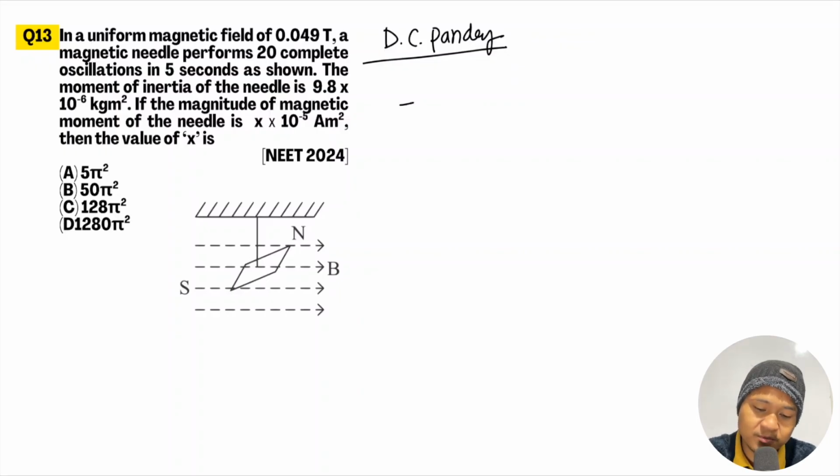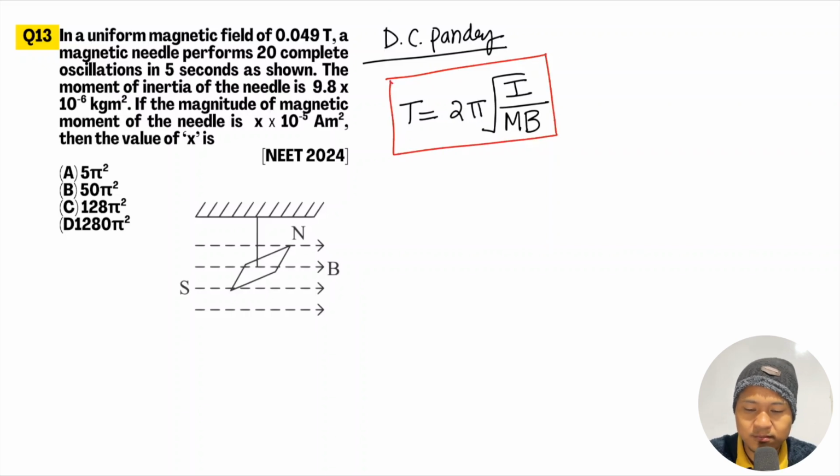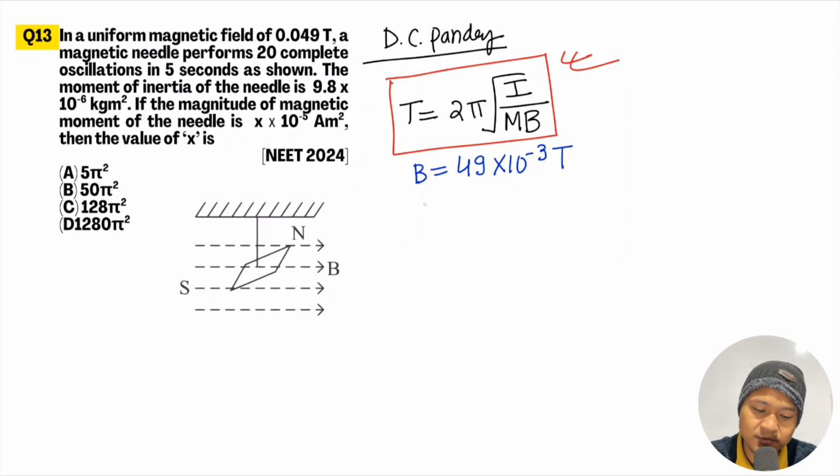Here is the time period formula. Time period is equal to 2 pi into root over I, the moment of inertia, divided by the magnetic moment into the magnetic field. So this is your formula. Let's apply this. Question: in a uniform magnetic field B of 49 into 10 power minus 3, a magnet performs 20 complete oscillations in 5 seconds.